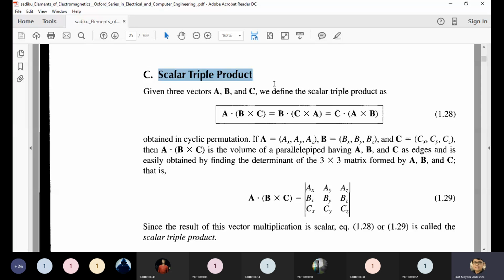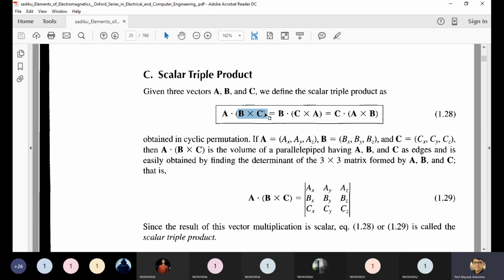So this is the way to find the answer: a dot b cross c, and you can just interchange the positions of a, b, and c. All of these generate the same answer. So how exactly can you find the scalar triple product? First, you can find b cross c, and just multiply with a in a dot product. You will also get the same answer.